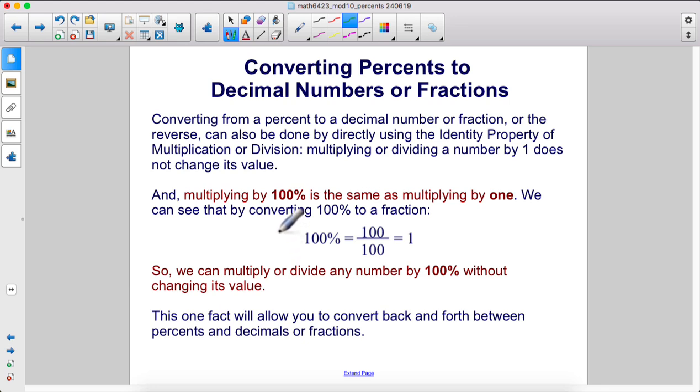We can see that by converting 100% to a fraction. So 100% would be 100 out of 100. And a number divided by itself, like this, is 1. Obviously that does not work for the number 0, but in this case it works. So we can multiply or divide any number by 100% without changing its value. This one fact will allow you to convert back and forth between percents and decimals or fractions.